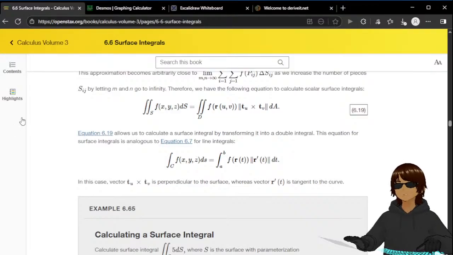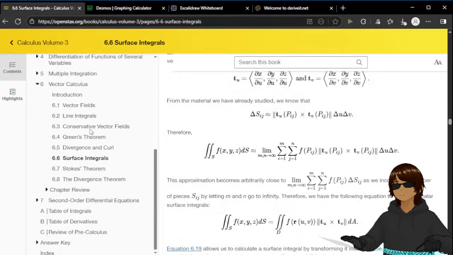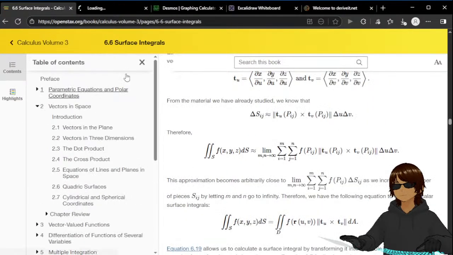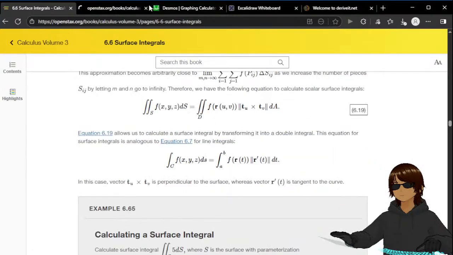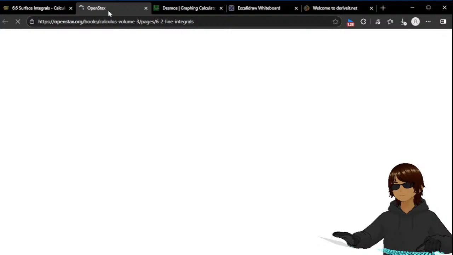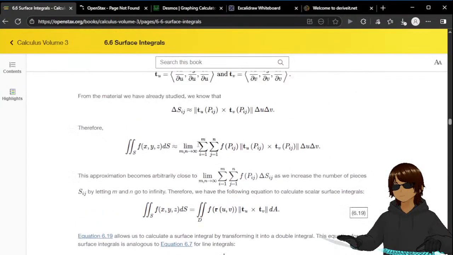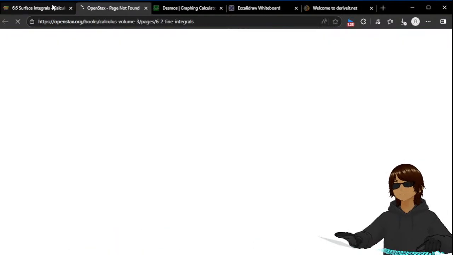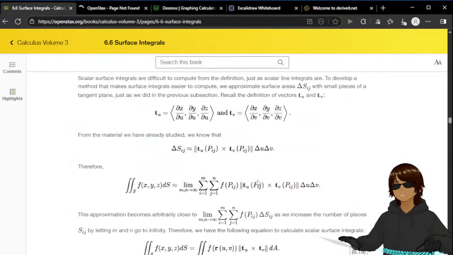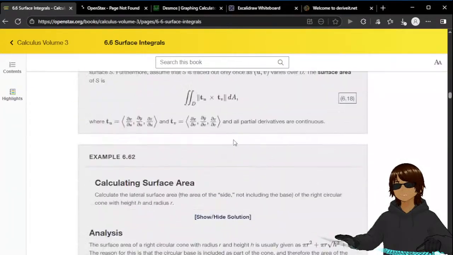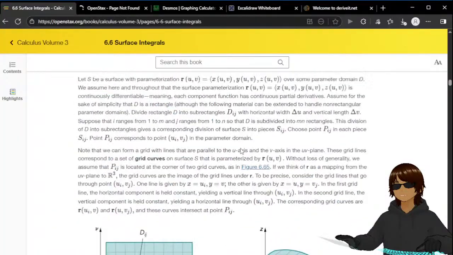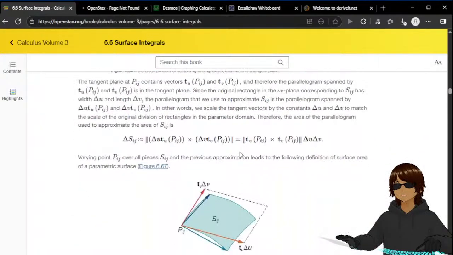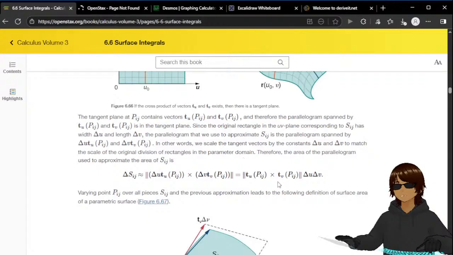I want to go back to line integrals. I'm still unsure what this integral gives exactly. And I'm still unsure about the derivation. I was confused by this part.